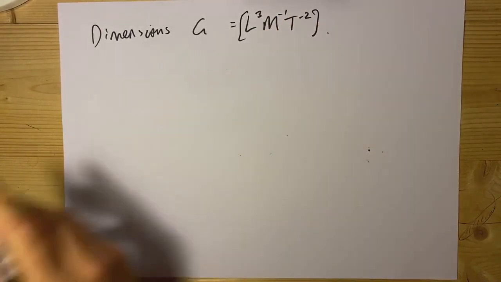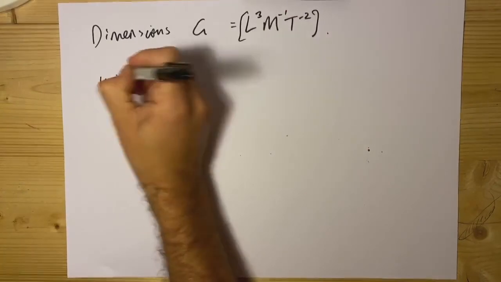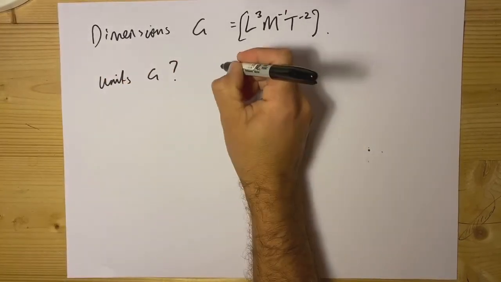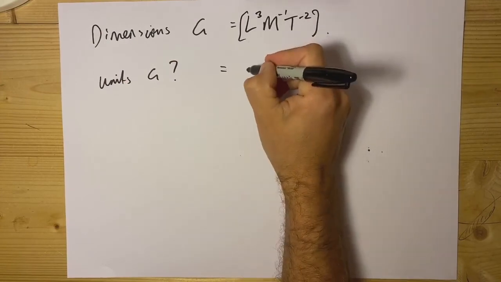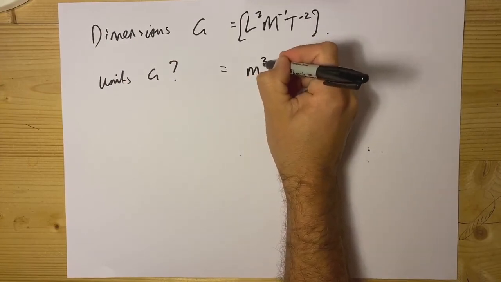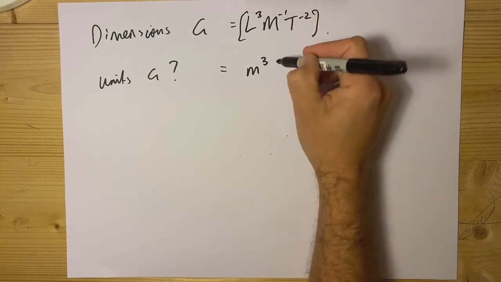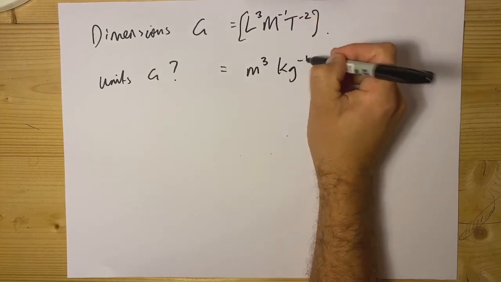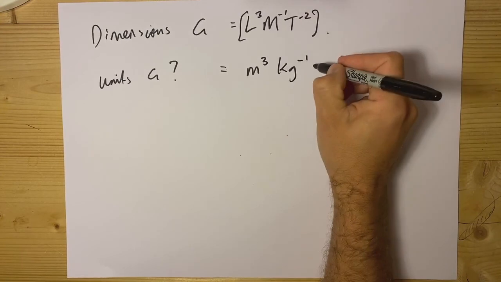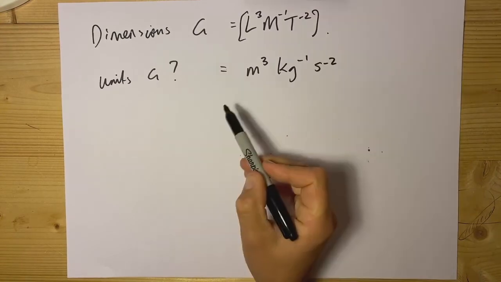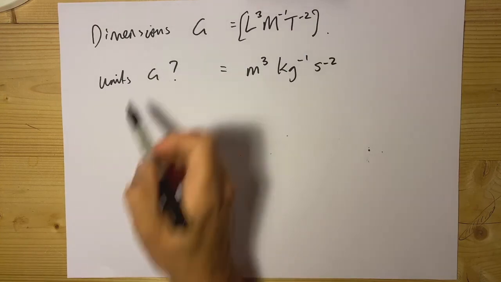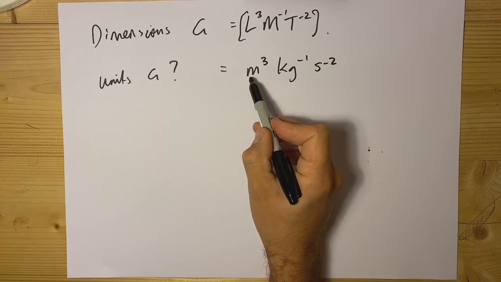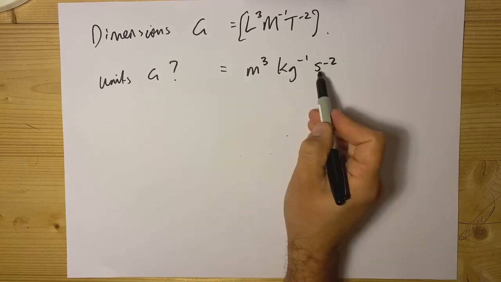So what are the units of G? Well, we can just insert the units that we have for length. The units that we have for length are meters, so they become meters cubed. The units we have for mass are kilograms, so that's per kilogram. And then the units we have for time are seconds, so that becomes seconds to the minus 2. So we can go straight from the dimensions. That's meters cubed per kilogram per second squared.